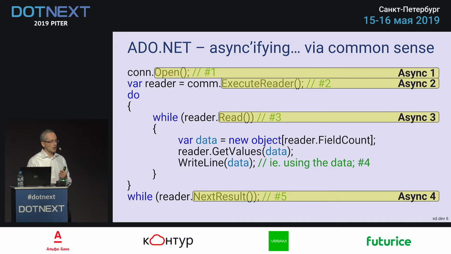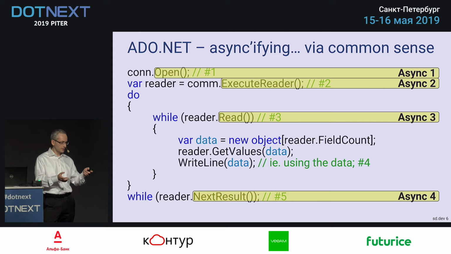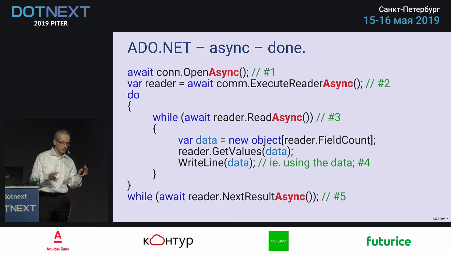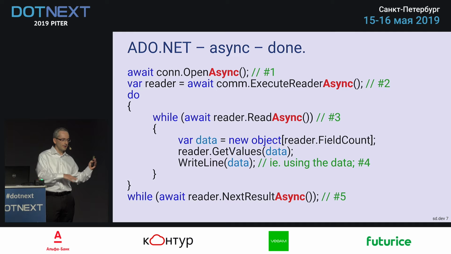So let's do exactly that. We will just rewrite those four areas, and we'll do it by just adding Async at the end of those methods, which means that those methods will now return a task, and we will await that task. And that's it. We are done. At least it seems like we are done.